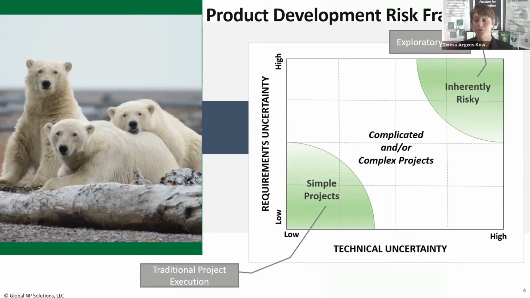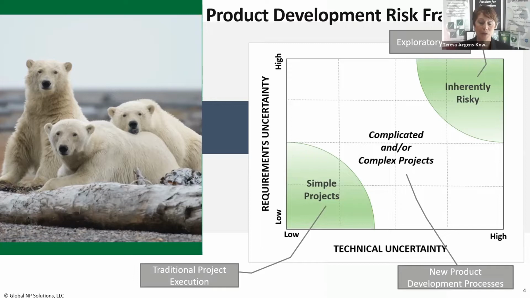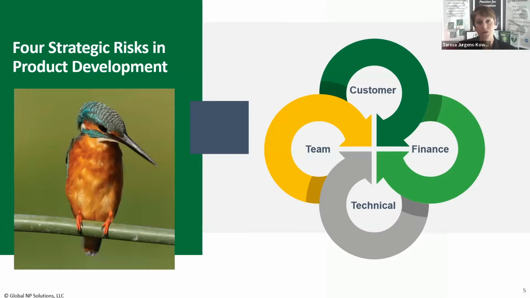In between, where we have complicated or complex projects, that's where we run into these new product development hybrid processes. That's also where our strategic approach to business and our strategic approach to risk really matters. So let's talk about what those strategic risks are in product development.